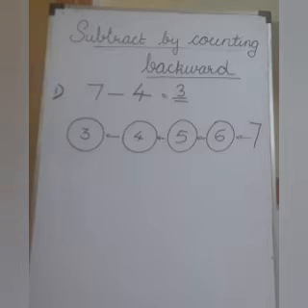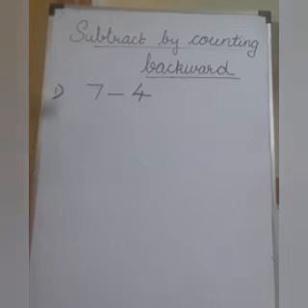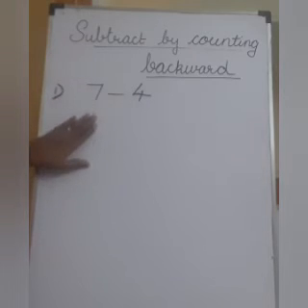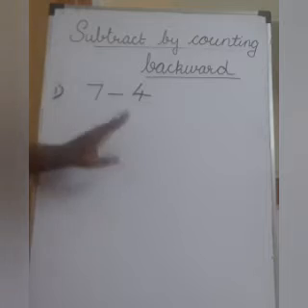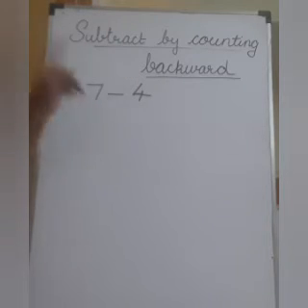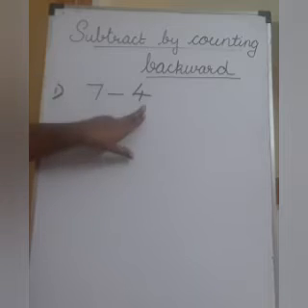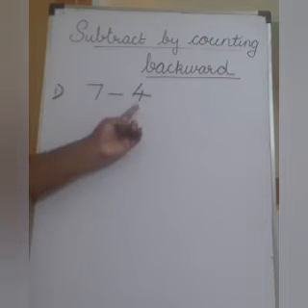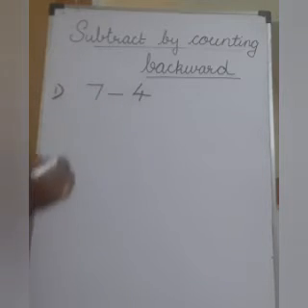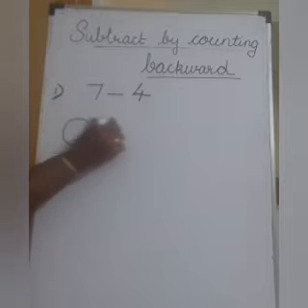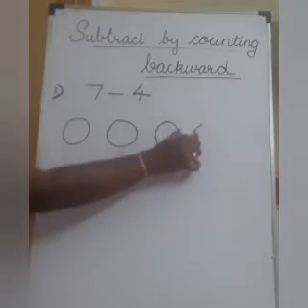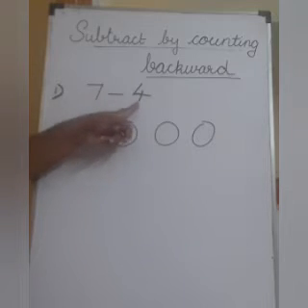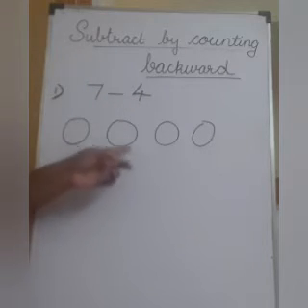Here is how we can do the subtraction by counting backward. The first question is 7 minus 4. Look to the second number. Which is the second number here? It is 4. So we draw 4 circles: 1, 2, 3, 4. Dear kids, the 4 is the second number, so we draw 4 circles.